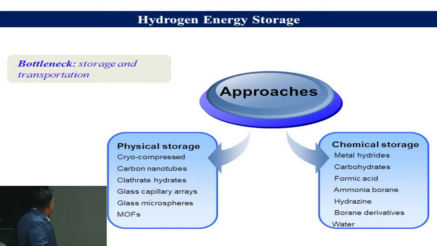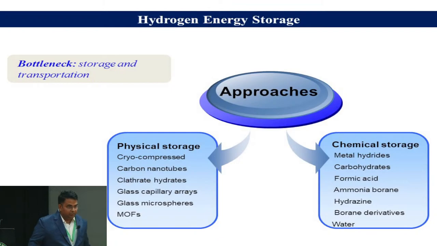So there are two approaches by which hydrogen can be stored. One is physical storage. Another is chemical storage. In physical storage, we are basically taking some materials on which the hydrogen is adsorbed, or it is kept in its diatomic molecular form. And another approach is chemical storage.